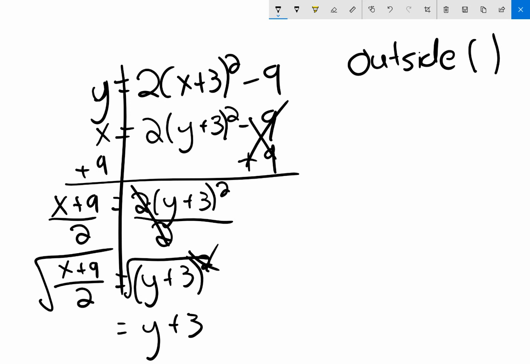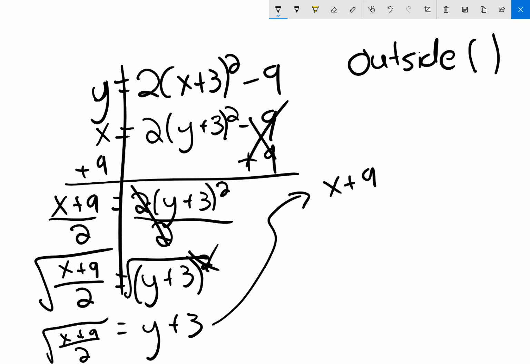The y plus 3 doesn't need the parentheses anymore because the squared is gone. So it's just going to be y plus 3. And on the left-hand side, you can see my mess kind of forming. X plus 9 divided by 2 is still there, but now it's all in the square root bracket. Let me move this problem over here. X plus 9 over 2 equals y plus 3.